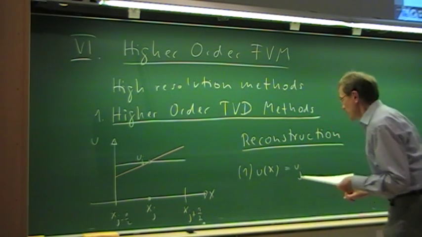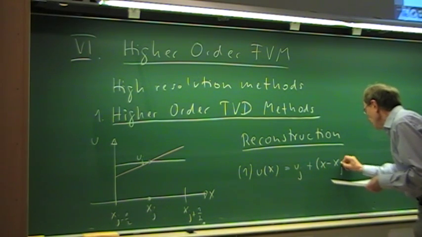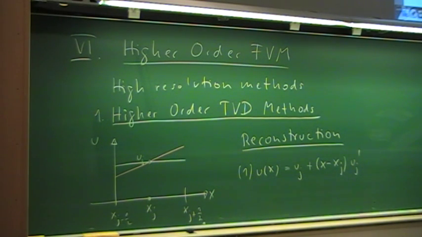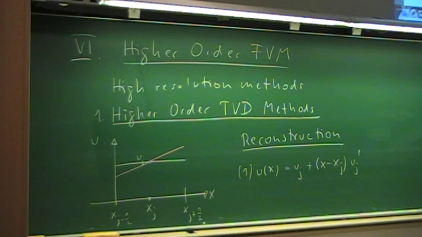So if we look at the cell J, then we want to introduce the slope uj prime. If we have the slope uj prime, we multiply by the distance, then we get the value of this red curve, of this line. So the question is how to determine this slope. That is now the question, and there we can do it in the following way.